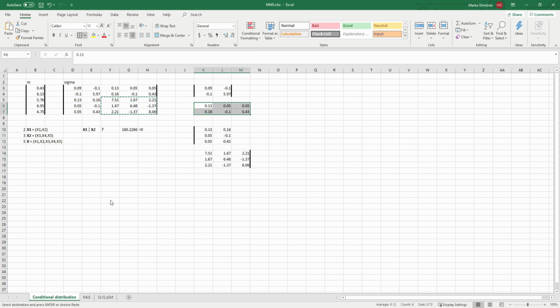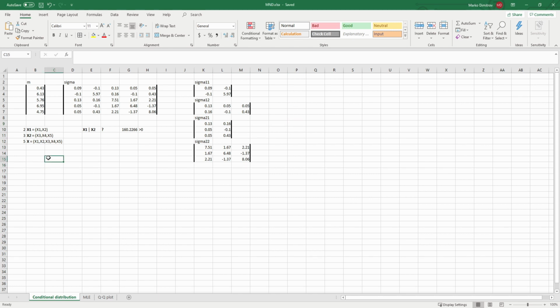Okay, so we need to make the borders so it looks the same. So 4 borders here and here, just to make it look nice. So what did we say? This is our sigma 1, 1, sigma 1, 2, sigma 2, 1, and sigma 2, 2. Right, so these are the matrices that we need.